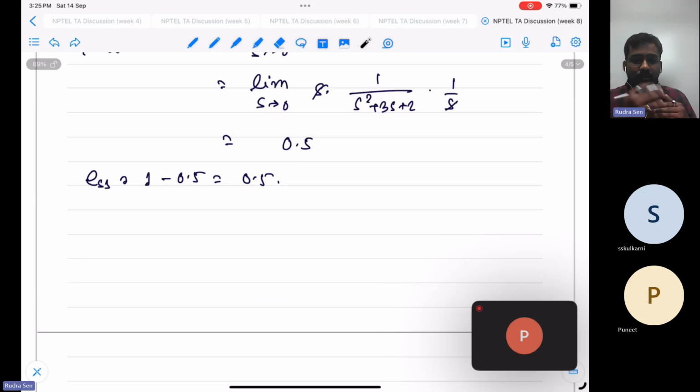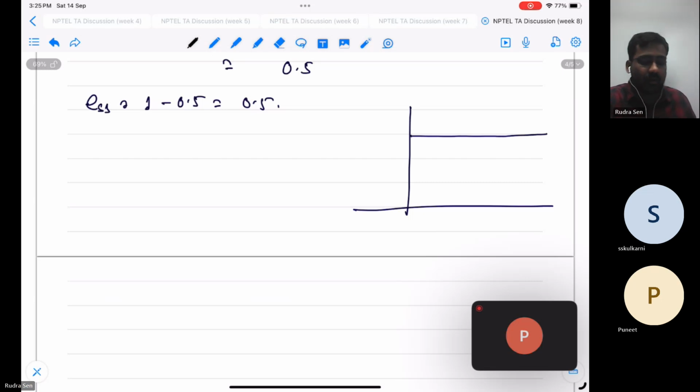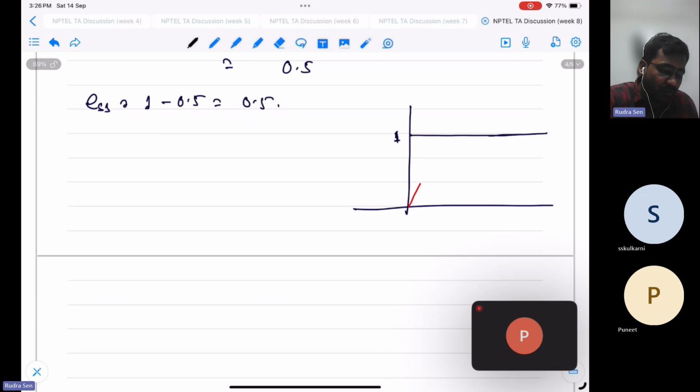Still, using that controller, our system did not reach the desired position. As you can see, this is my r(t), which is a unit step function. I need my system to reach that position. So this is our desired response, either overdamped or something like that.